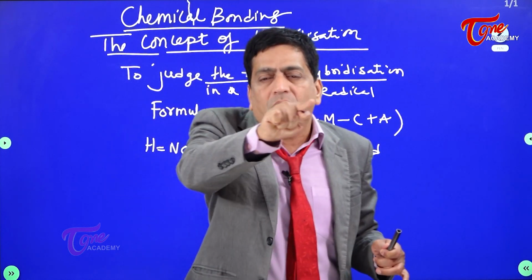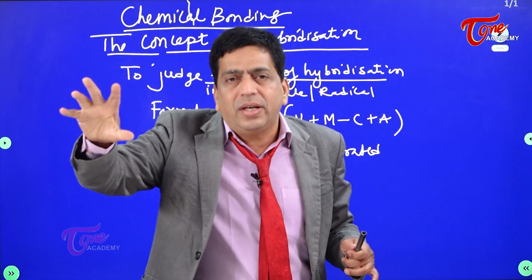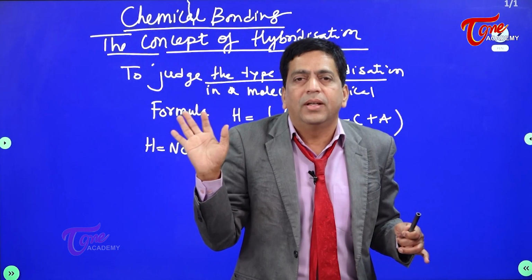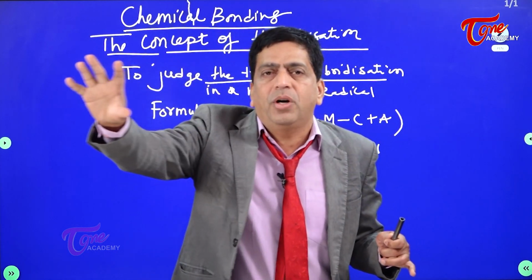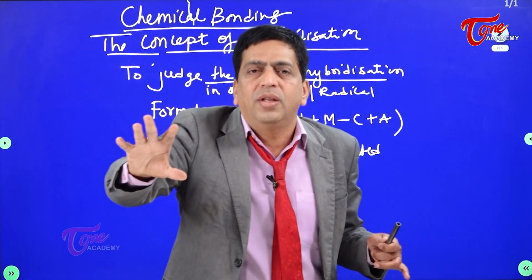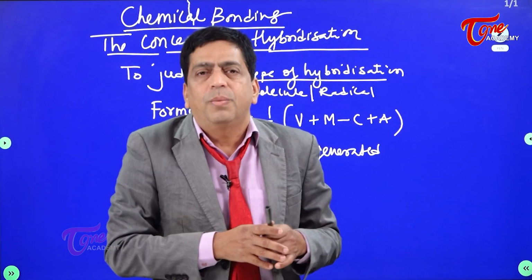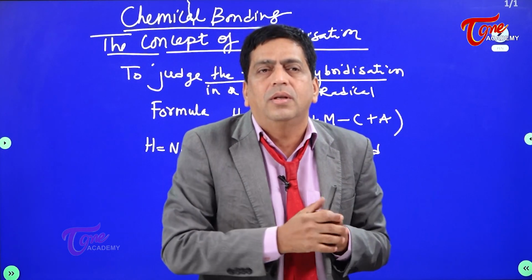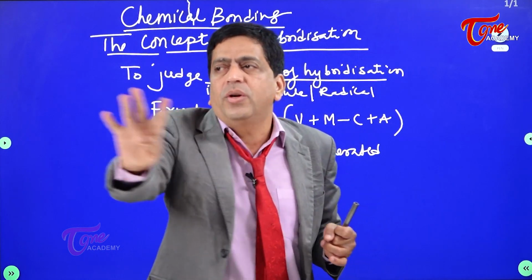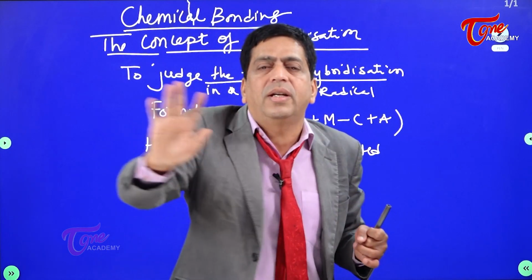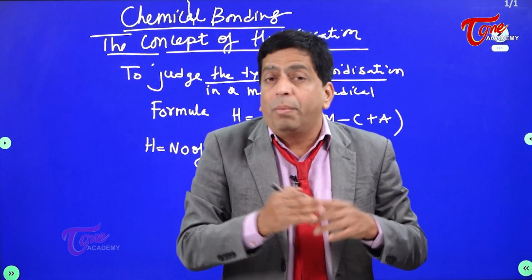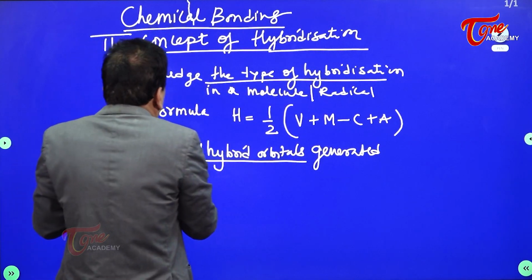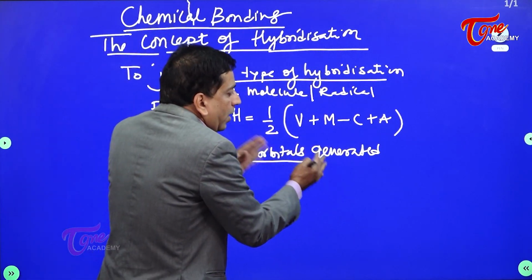So the number of hybrid orbitals generated is equal to the number of atomic orbitals involved in hybridization. If you want to know the number of hybrid orbitals, you should know the number of atomic orbitals involved. Suppose it is 1s and 1p, only 2 atomic orbitals involved, so you get 2 hybrid orbitals. If 4 are involved, you get 4. If 3 are involved, you get 3. If 5 are involved, you get 5. But how many are involved? For that I have a formula. But whatever, H is nothing but the number of hybrid orbitals generated.